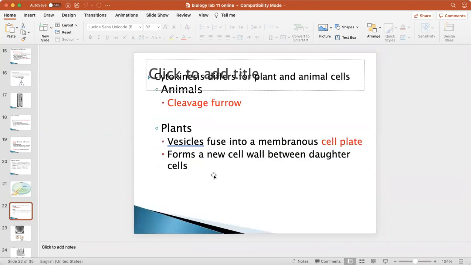Sorry, let me get rid of this so we can actually see this. Cytokinesis differs for plant and animal cells. So in animal cells, a cleavage furrow develops, which is an indentation right when the two animal cells will divide. And in plants, the vesicles will fuse into a membranous cell plate. And that cell plate will eventually form a new wall between daughter cells.